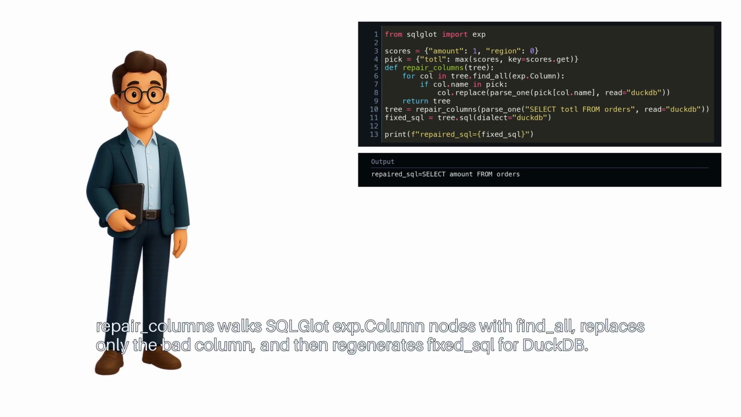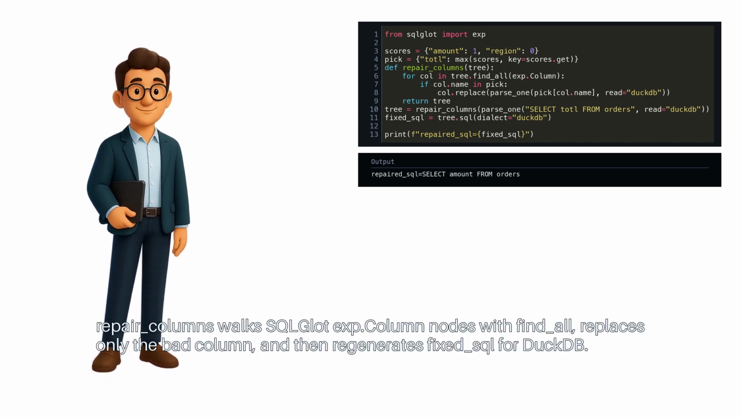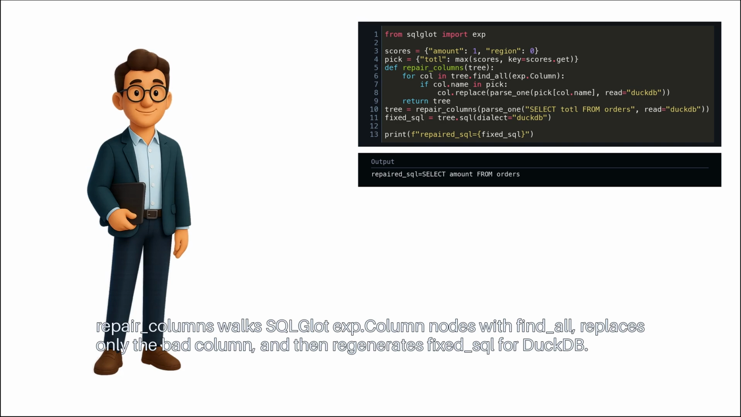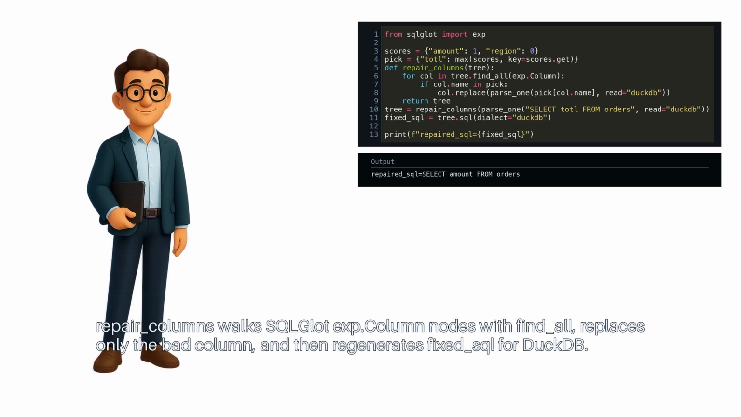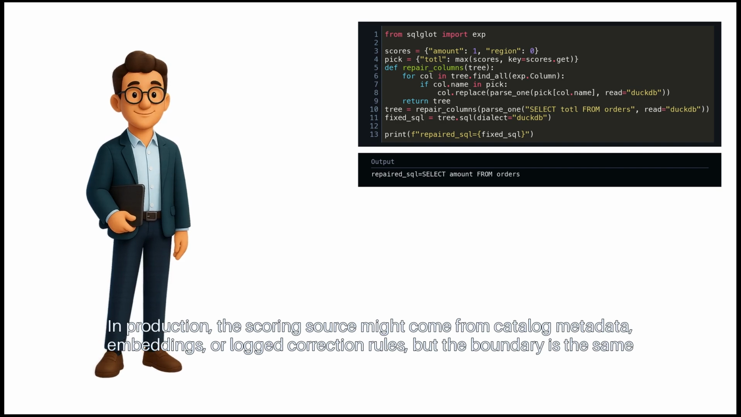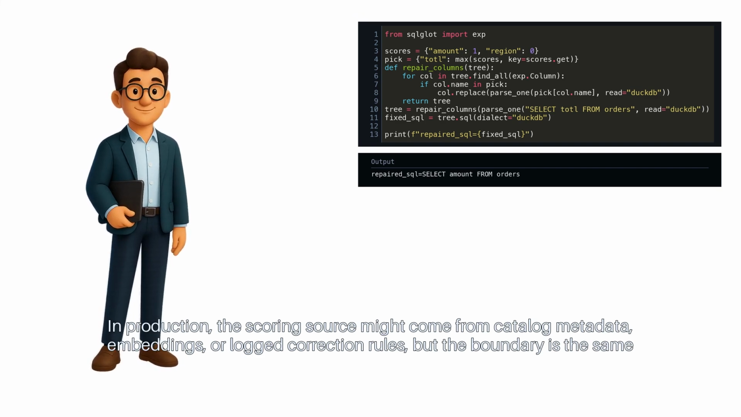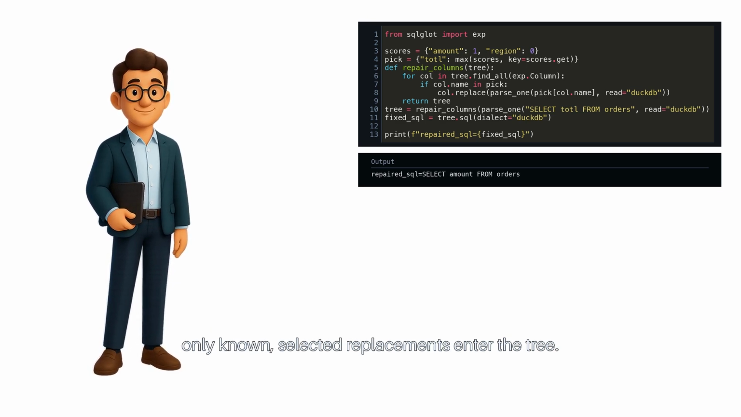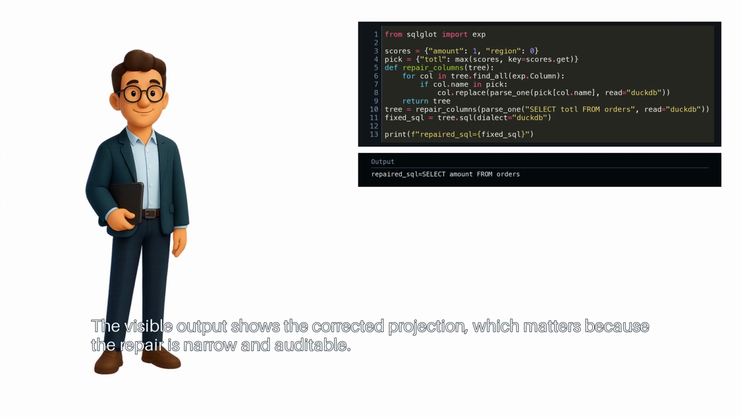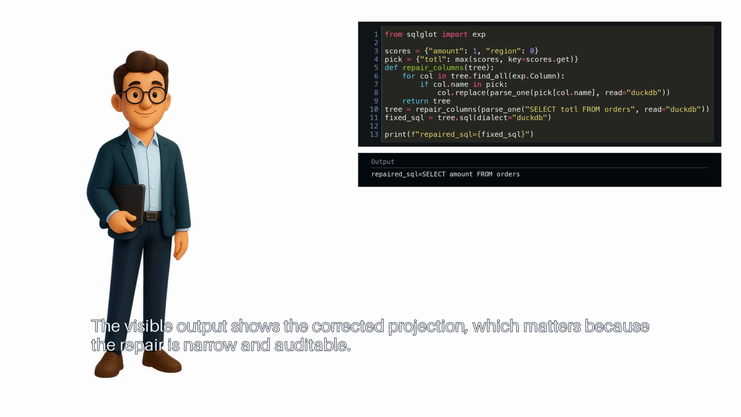repair_columns walks SQLGlot exp.Column nodes with find_all, replaces only the bad column, and then regenerates fixed SQL for DuckDB. In production, the scoring source might come from catalog metadata, embeddings, or logged correction rules, but the boundary is the same. Only known selected replacements enter the tree. The visible output shows the corrected projection, which matters because the repair is narrow and auditable.